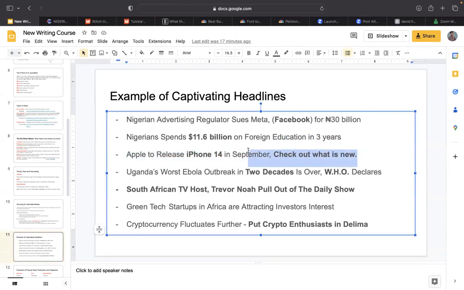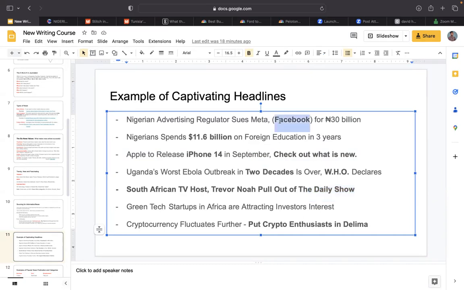I already said anything about Apple is on the center face of the world. Uganda's worst Ebola outbreak in 2 decades is over, World Health Organization declared. South Africa TV host Trevor Noah pulled out of the Daily Show. If you're a fan of the Daily Show, you know that Trevor Noah is actually the show. In fact, his head is the logo of the show. So, where is he going? Who is going to replace Trevor Noah at the Daily Show? That kind of news. Currency fluctuates further, puts crypto enthusiasts in dilemma.